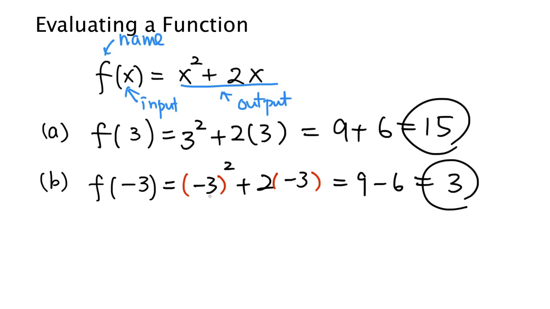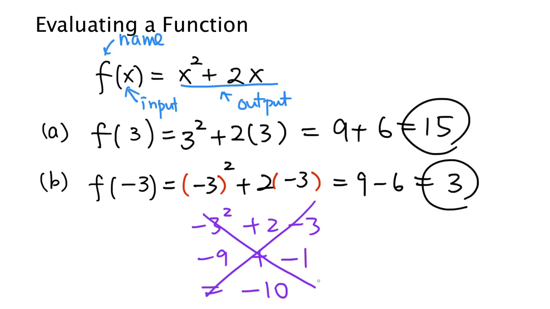And what happens if we don't use parentheses? If you simply remove the parentheses, see what happens? Well, this is negative 9 plus, and 2 minus 3 is negative 1, right? Negative 9 plus negative 1 is negative 10. And this is a wrong answer. Okay? So use parentheses.